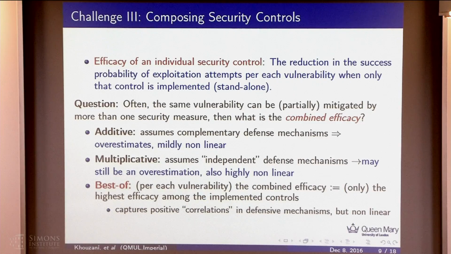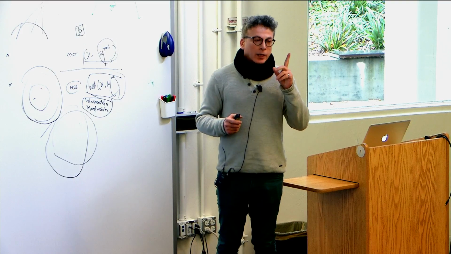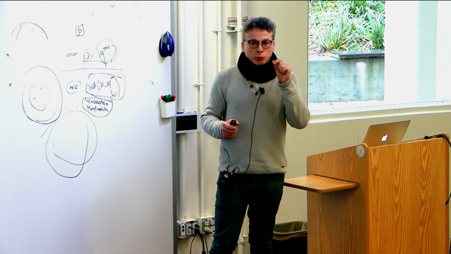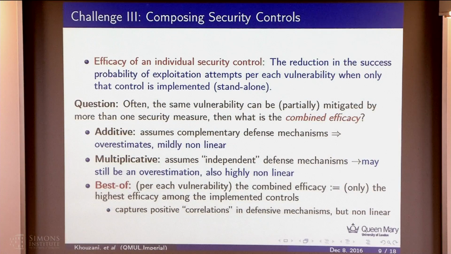What we found out, and then we had a sort of soft validation of this on real data, is that the best-of seems to be a really reasonable combination of approaches. In the best-of, if you have a set of controls that may affect a vulnerability, you take the most effective of the lot as their combined efficacy. So to some extent you may underestimate a tiny bit, but you capture the correlation of different controls against the same vulnerability.